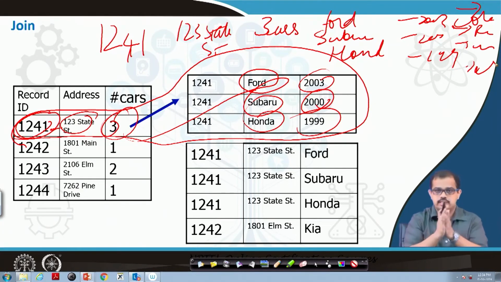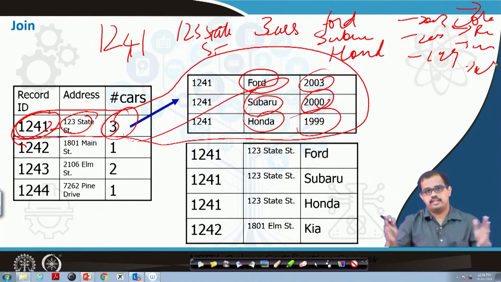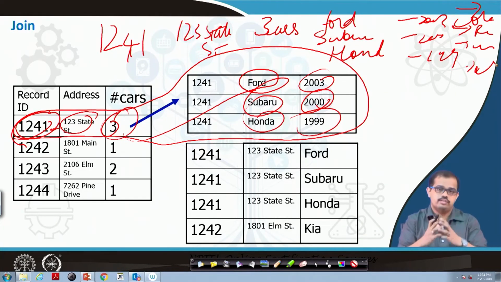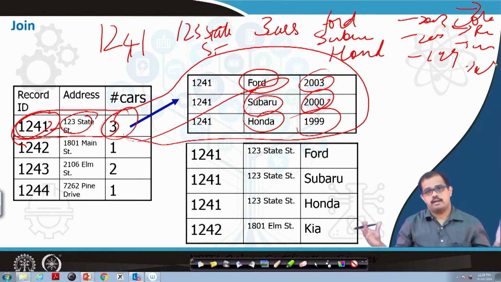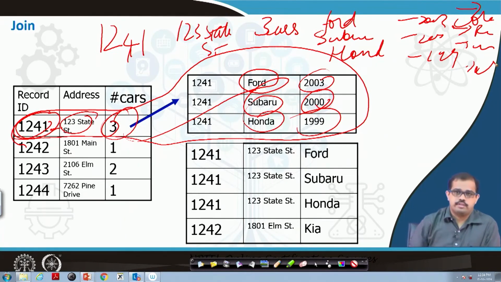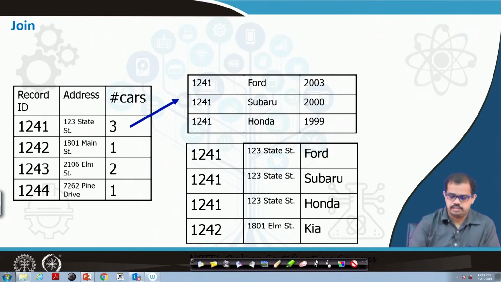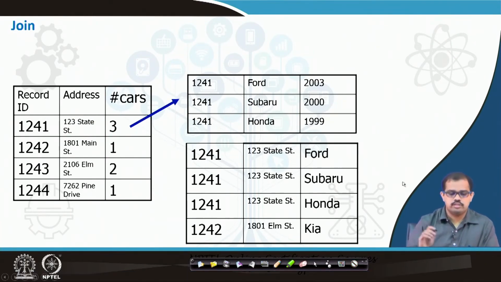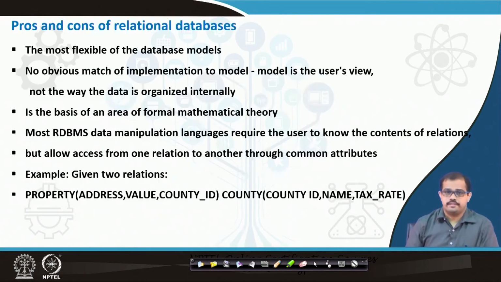So a relational join tries to give information by joining different tables and combining the information, giving it as flat file information to the user who wants to access such information. That is the use of a join.